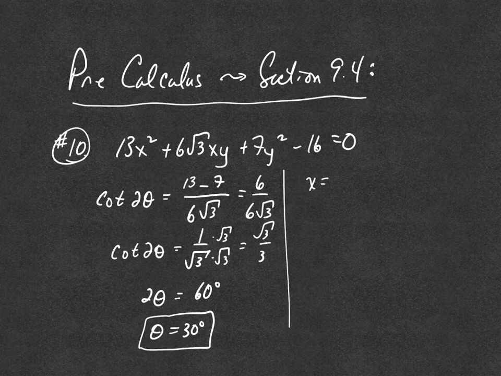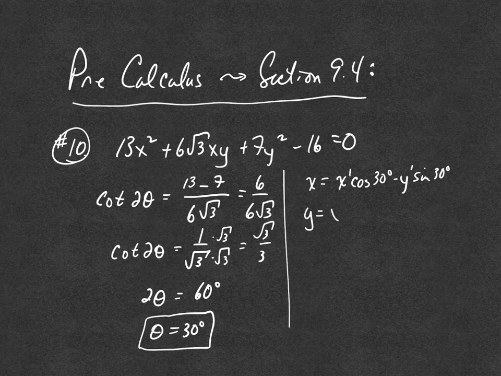So everywhere we see an x in the original equation, we're going to replace that with x prime cosine of our angle minus y prime sine of the angle, and wherever we see a y, we replace that with x prime sine of the angle plus y prime cosine of the angle.